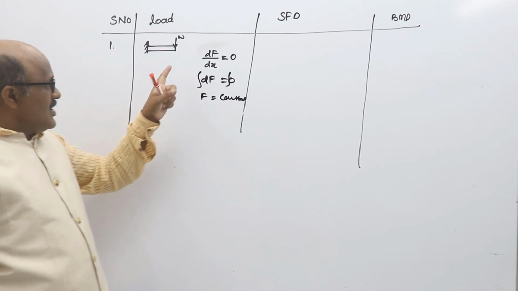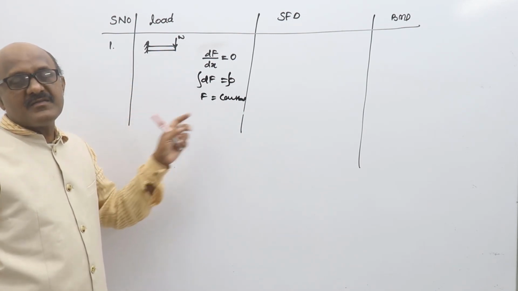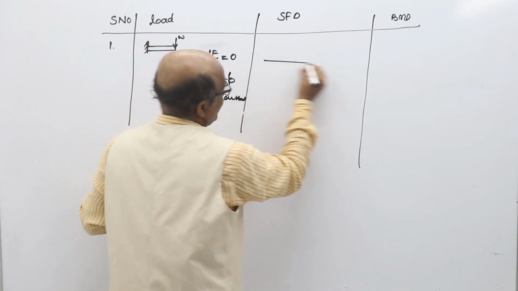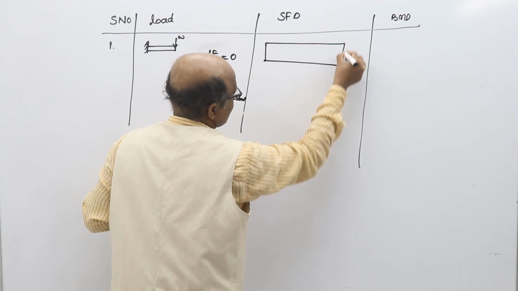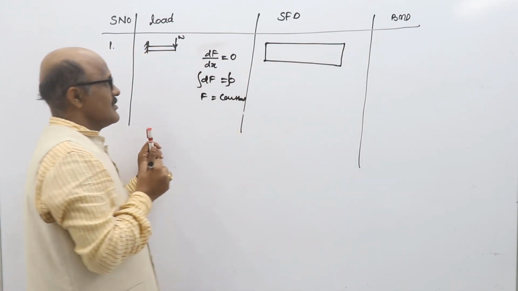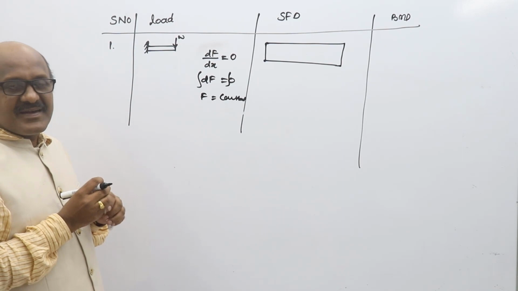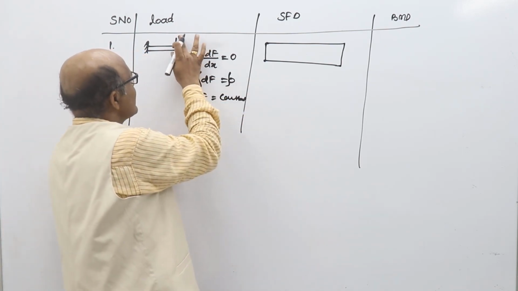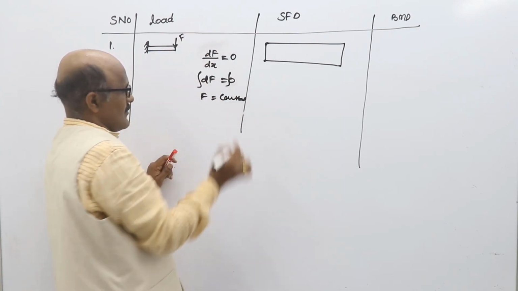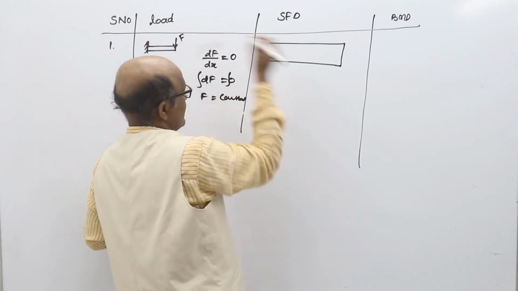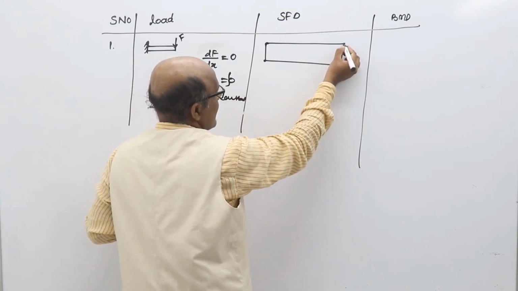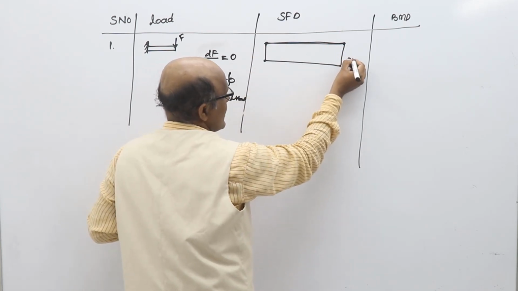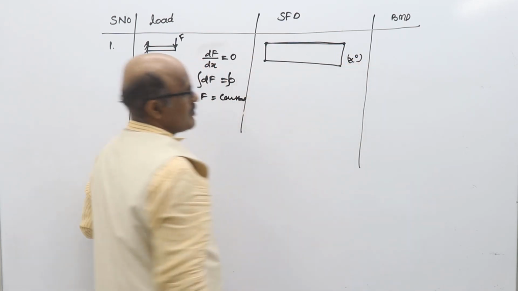Now the shear force diagram is constant here. With no load variation, the shear force diagram is like this. It is a rectangle. Is it clear or not? Shear force is constant. Whatever the force is here, the same force is along the length. So this variation is x power 0.